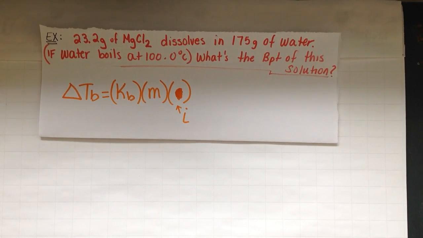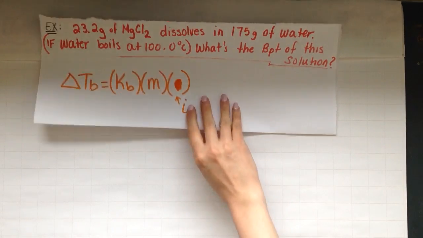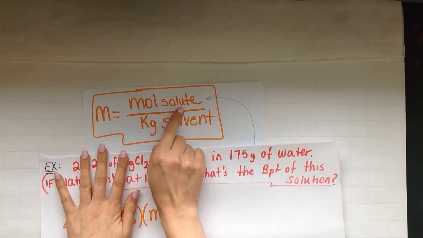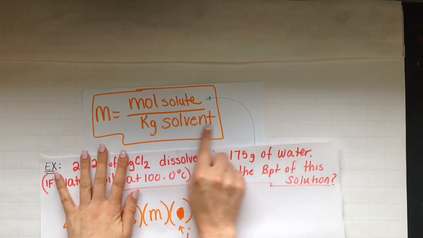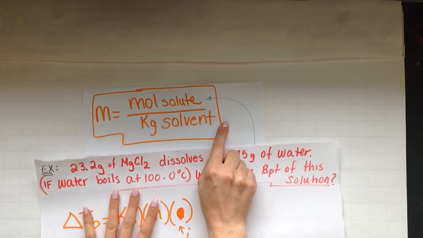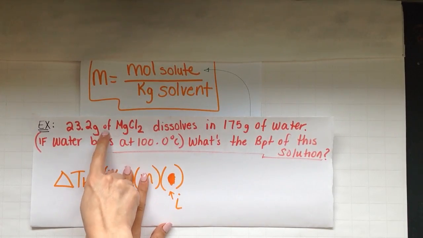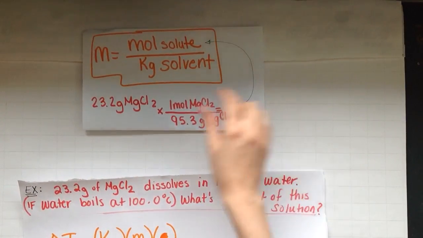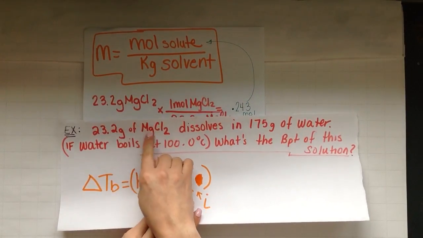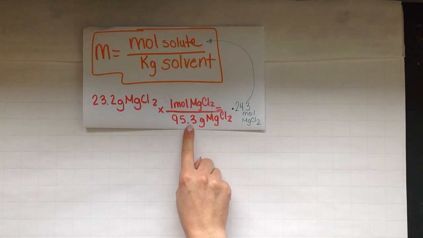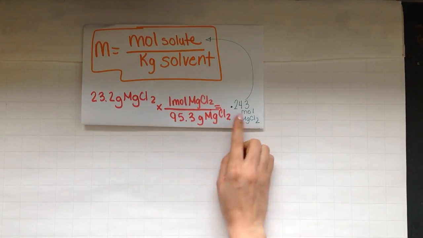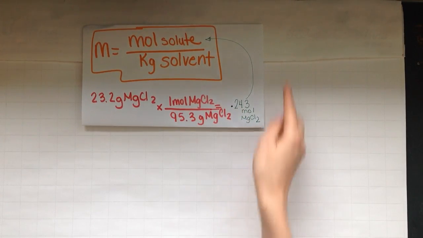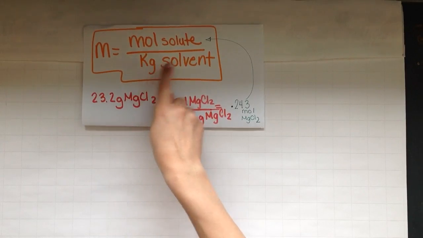How do I solve for M? Well, if you remember, M stands for molality. And molality is moles of solute over kilograms of solvent. So moles of solute. Well, I have grams of solute, so I have to do a quick conversion. I start with my given 23.2 grams of solute and do the molar mass from the periodic table in 1 mole. With correct sig figs, I get 0.243 moles of MgCl2. That goes on top.